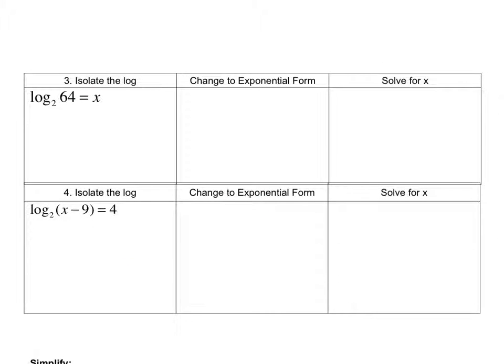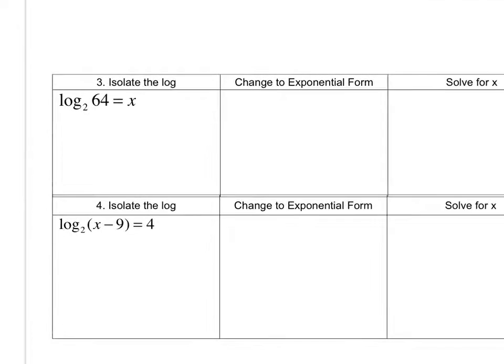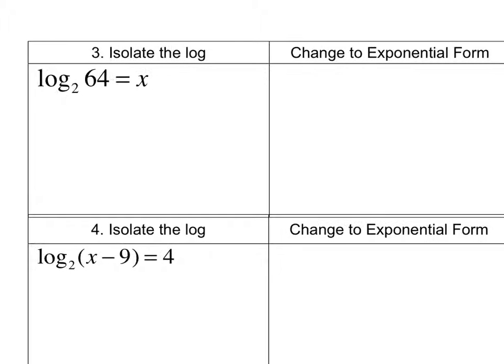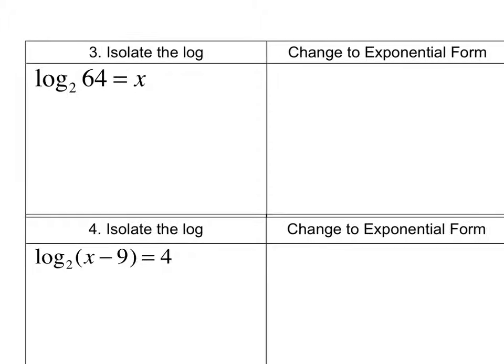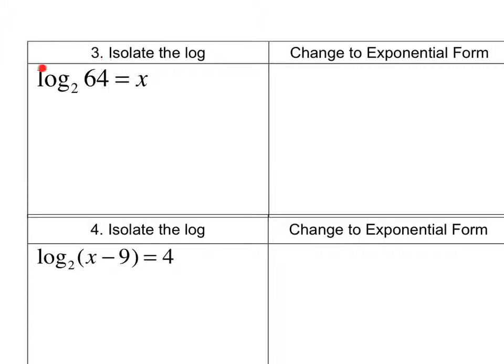Now problem number 3 is a good indication of not just following the rules blindly. As you can see, the log is isolated, so this step is done. Now let's see if I change it to exponential form, will this help me? 2 to the power x is equal to 64. So now x is in the power. What can we do in this case? Is there an easier way to solve something like that? Absolutely. You don't have to change to exponential form.